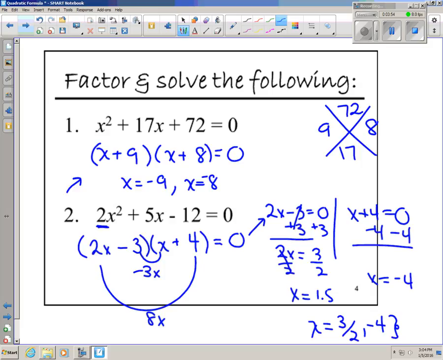If you want to learn how to factor these, come in after school, and I would definitely show you how to do that. It takes a little practice, but I'm going to also show you how to use the quadratic formula in order to find the same results, and that's the main reason as to why I'm doing this here at this point in time.